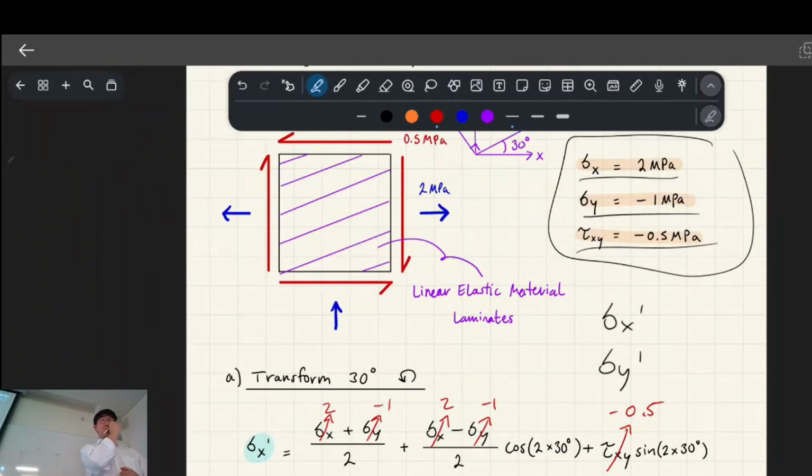These values will pretty much always be given in the question. I don't think you ever really have to rearrange this equation. You plug it in the way that you see it here, basically, every time.